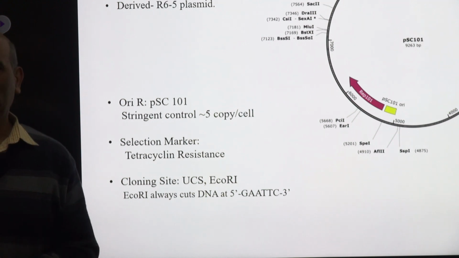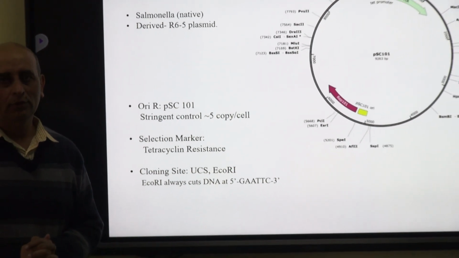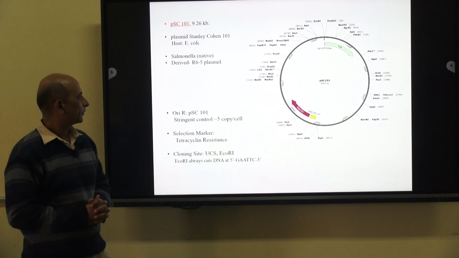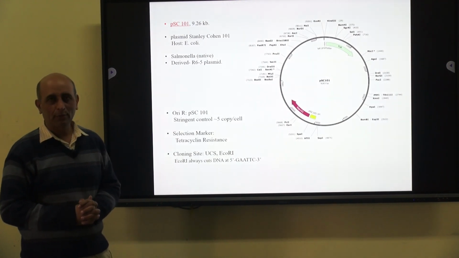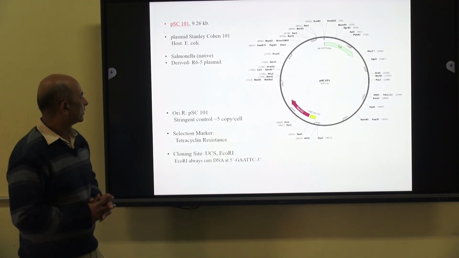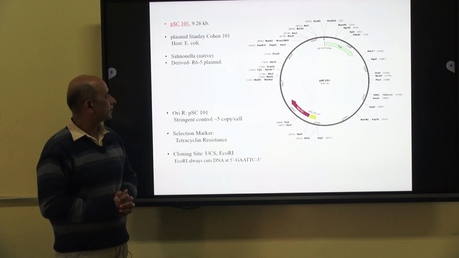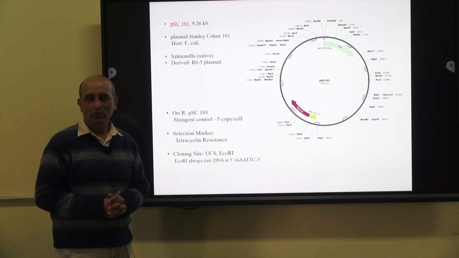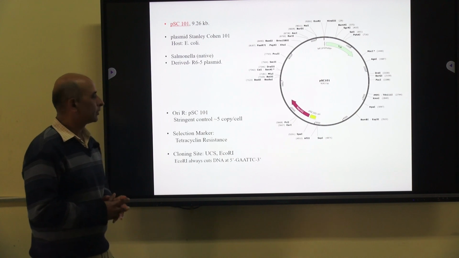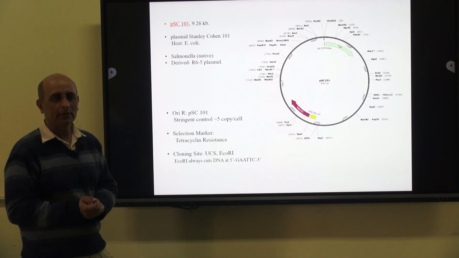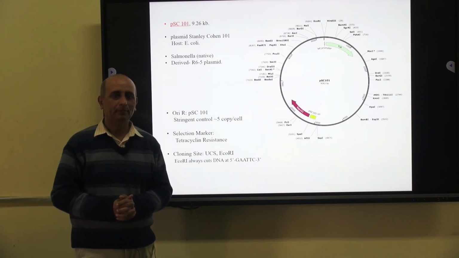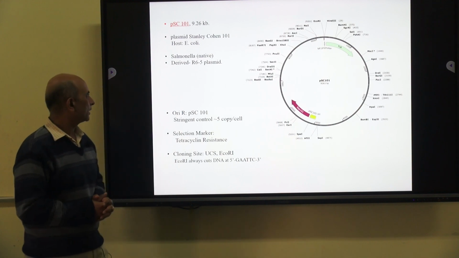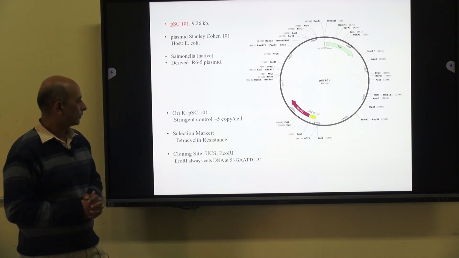The first cloning vector that was constructed was PSC 101. It was 9.26 kilobase pairs in size, and the full form of this plasmid is Plasmid Stanley Cohen 101, and the host organism is E. coli. It was extracted from Salmonella bacteria. It was a native plasmid and it was derived from R65.